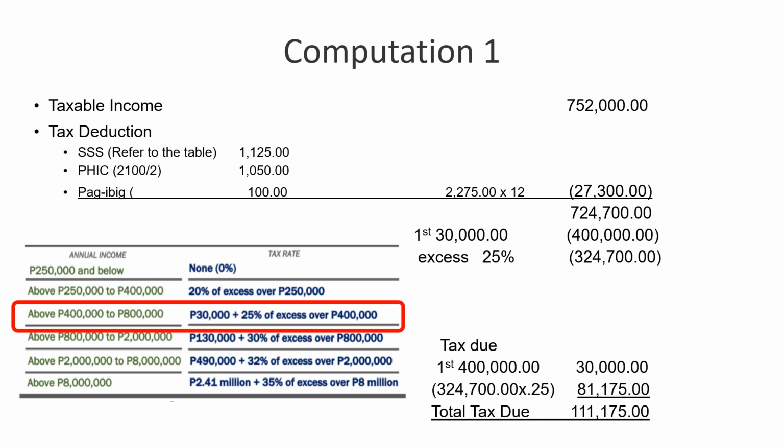Na-check natin dun sa table. So, see, 724,700, mas mataas siya sa 400,000. So, si first 400,000, ang tax niya was 30,000. In excess, 25% na. So, i-compute na natin. So, the 400,000, it's 30,000. Yung difference na 324,700 subject to 25%. So, that is 81,175 pesos. So, yung total tax due na dapat ibigay sa BIR was 111,175. Yan yung tax due.